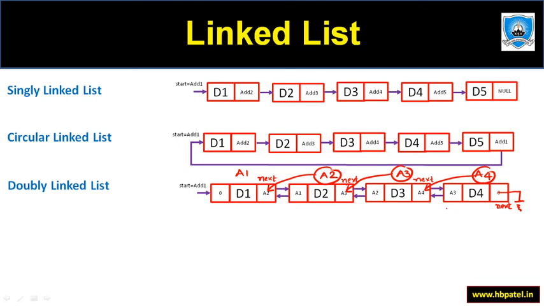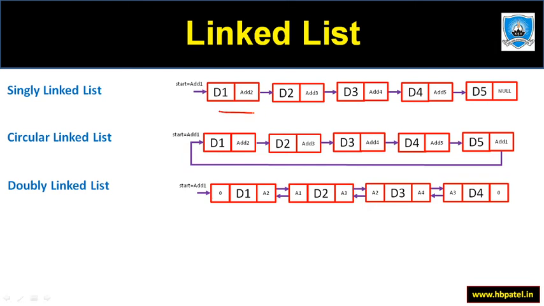Same way, if we talk of the previous part. The previous part of this last node contains address A3. That means it is pointing to the third node. The previous part of third node contains address of second node A2. That means it is pointing to the second node. And the previous part of second node contains address of first node. That means it is pointing to the first node. And the previous part of first node, there is no previous before the very first one, so it is set to null.